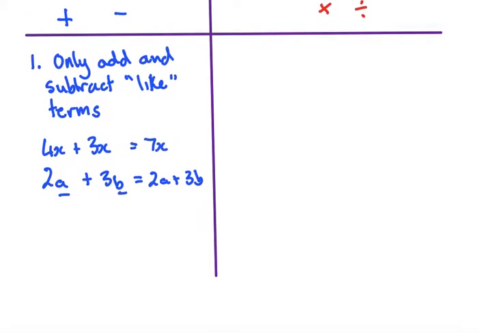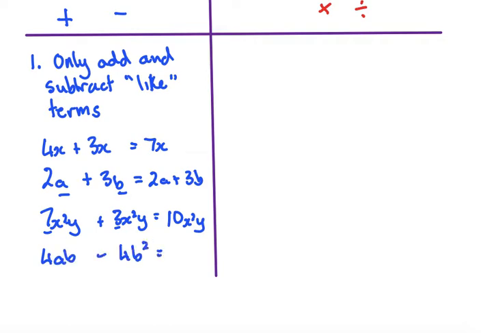If I'm asked to simplify 7x squared y and 3x squared y, they're exactly the same, so that's 10x squared y. We're only adding and subtracting the numbers in front of the terms. And one more, if I have 4ab minus 4b squared, those are not identical terms, so it stays exactly the same.